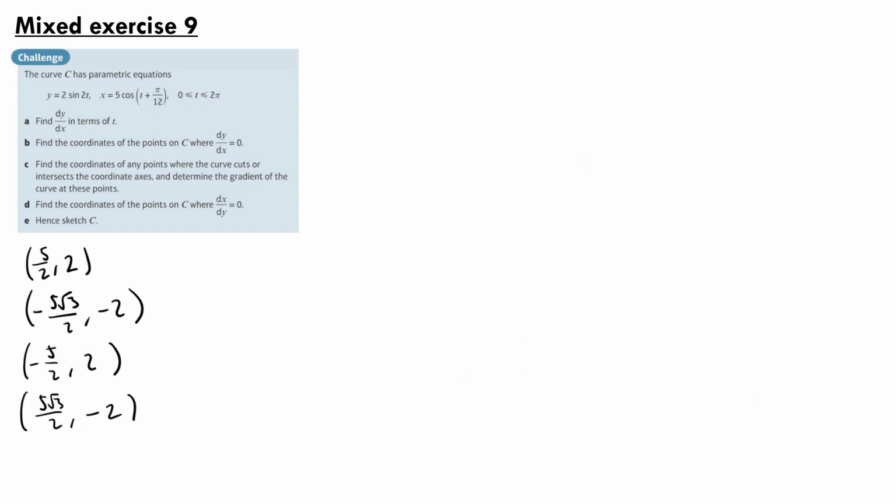Okay, then for part C, we're asked to find the coordinates of any points where the curve cuts or intersects the coordinate axes and determine the gradient of the curve at these points. So, where the curve cuts or intersects the coordinate axes, we know that y has to be equal to 0 or x has to be equal to 0. So for intersections with the y-axis, we need to set x equal to 0.